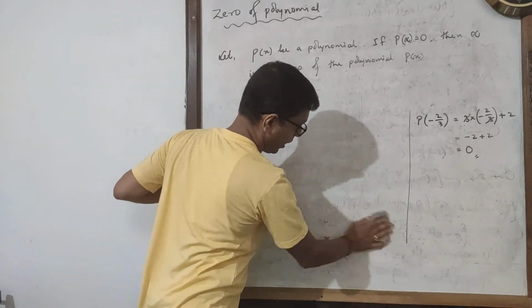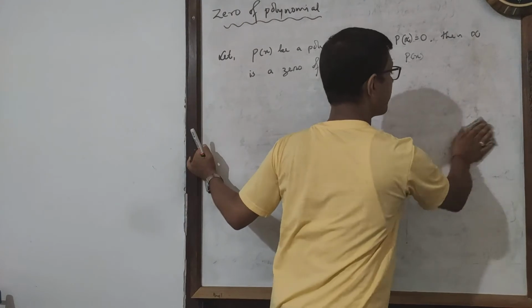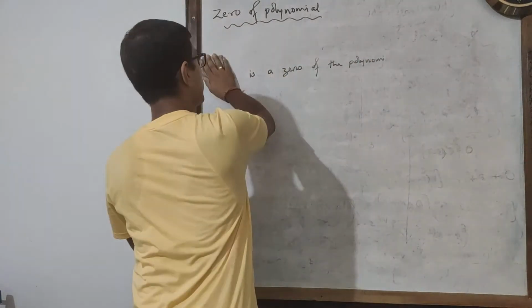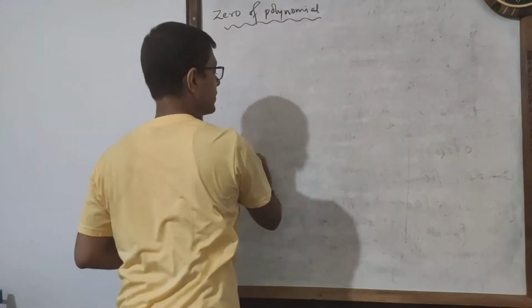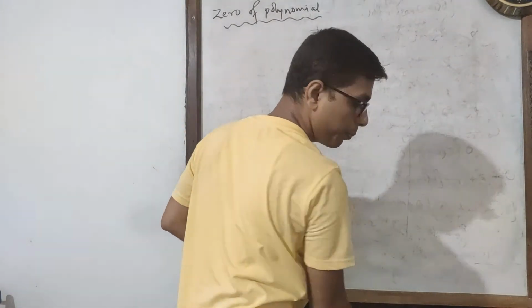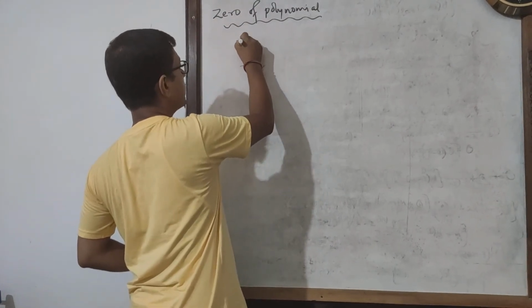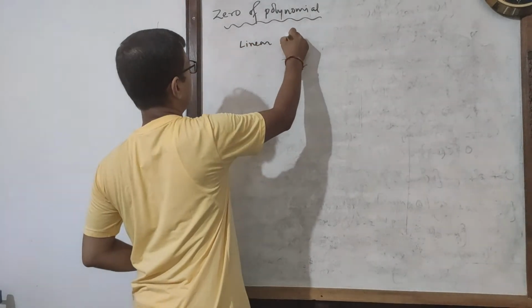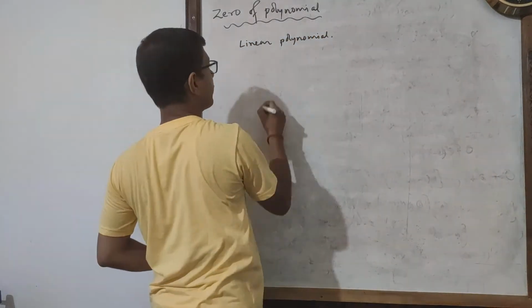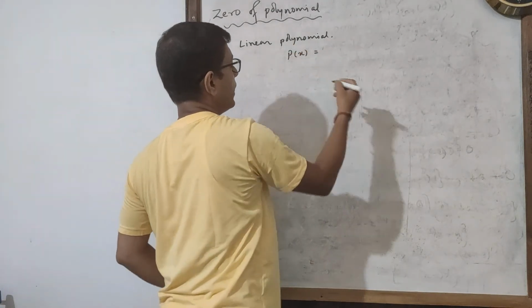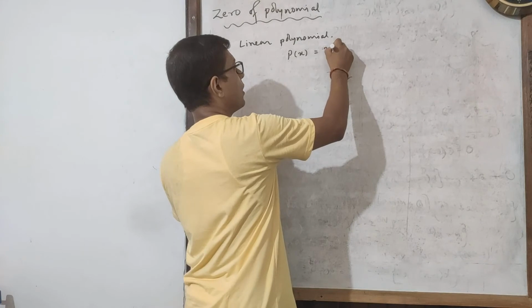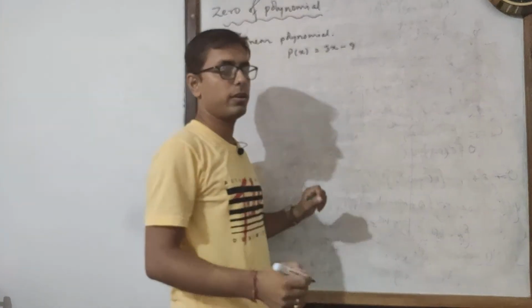Very interesting. You need to work with these polynomials carefully, then it will be easier for you to understand. Otherwise, sometimes students face difficulties regarding the zero of the polynomial, the value of the polynomial, etc. But actually, these are very simple tasks. We are considering first a linear polynomial. One example, any one example you take, say p(x) equals 3x minus 9. I am considering this one.